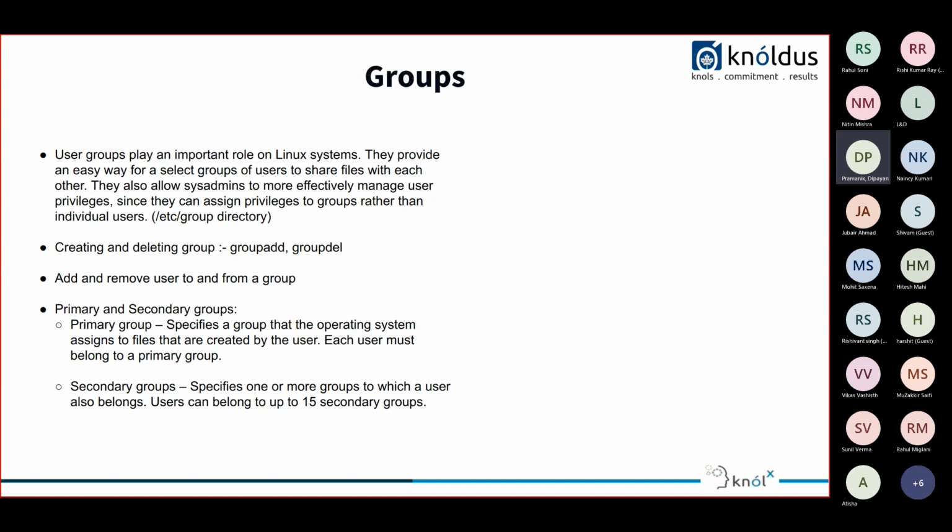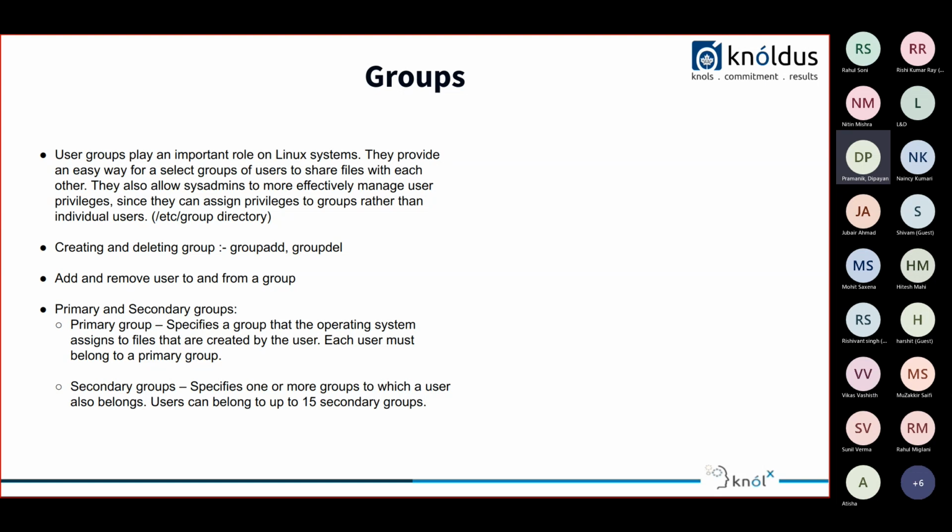Primary and secondary groups. Every time a user is created, it is assigned a default group. A group is created with the same name as the user. Now, what is the purpose of the primary group? Maybe for some users, we need only user level permissions and privileges, right? But Linux says that every user should belong to a group.